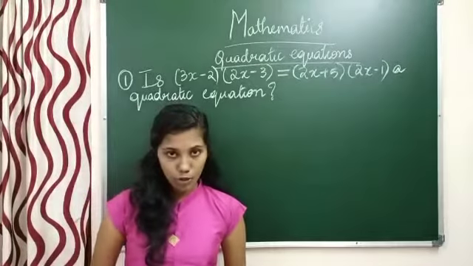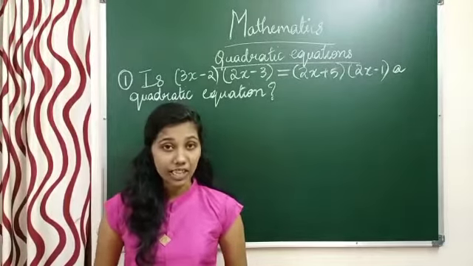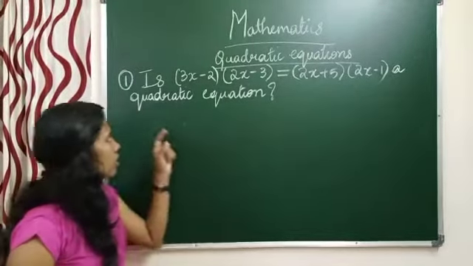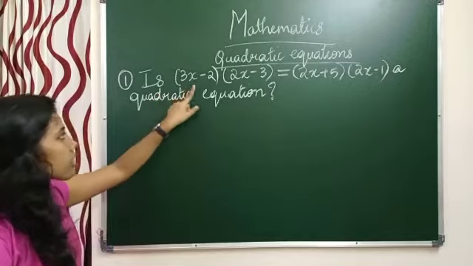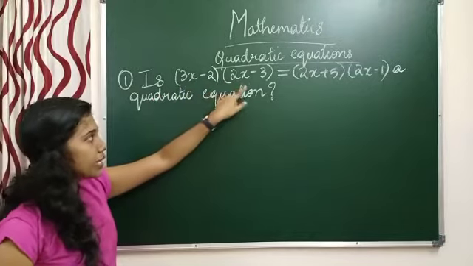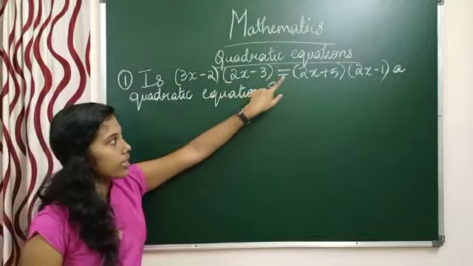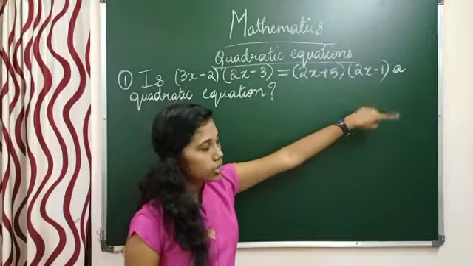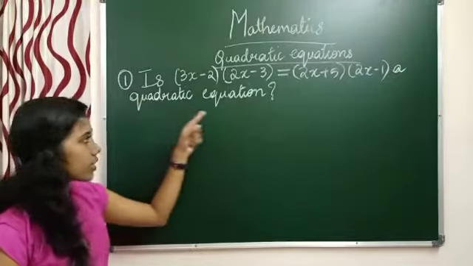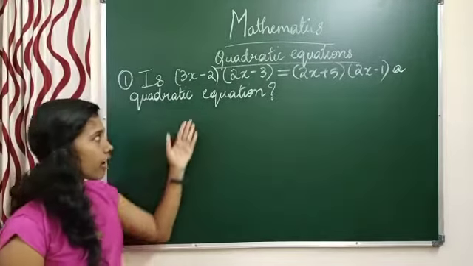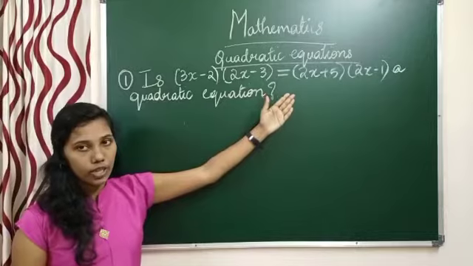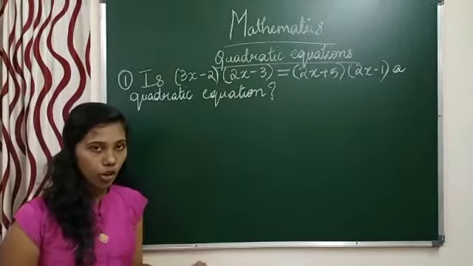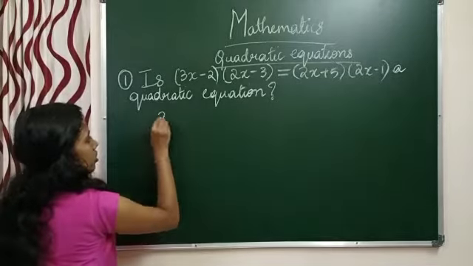Next, we are moving on to a problem where we have to check whether it is a quadratic equation or not. The question is: is 3x minus 2 into 2x minus 3 equal to 2x plus 5 into 2x minus 1 a quadratic equation? Here we have to solve this equation. Then we have to find whether it is a quadratic equation or not. So let's write it down.